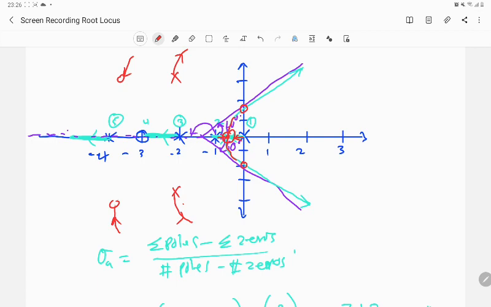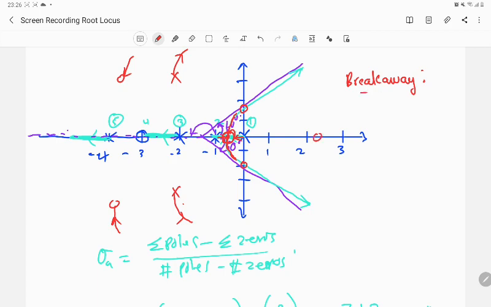Okay, so at what angle do they arrive or depart? We don't know. So the first point we are interested in is the breakoff point. This point where it breaks off from the real axis, the technical term is actually breakaway. So the point where it breaks away from the real axis and enters into the imaginary space, we don't know. So we need to compute that.